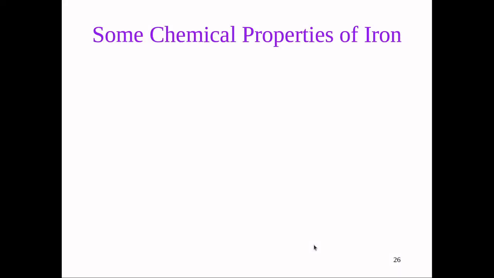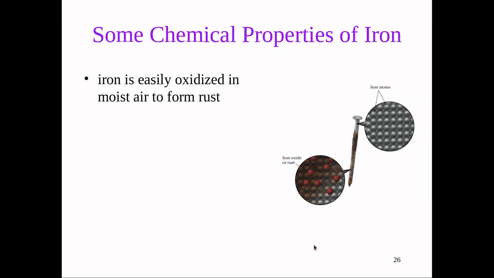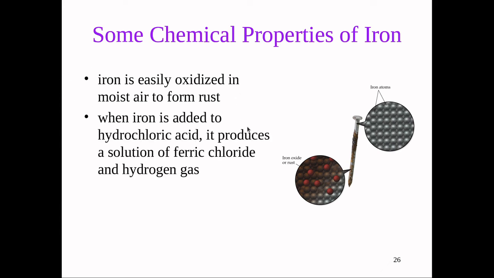Let's take a look at some chemical properties of iron. Iron is easily oxidized in moist air to form rust. A lot of steel things that you see rusting, it's because of the iron content in it. When iron is added to hydrochloric acid, it produces a solution of ferric chloride and hydrogen gas. So it's reactive in the presence of an acid.